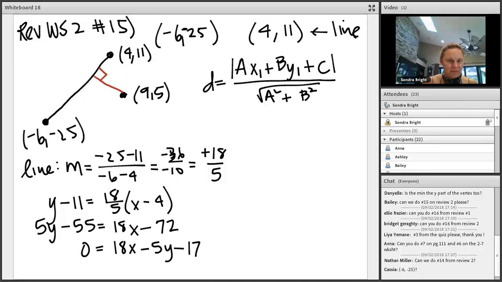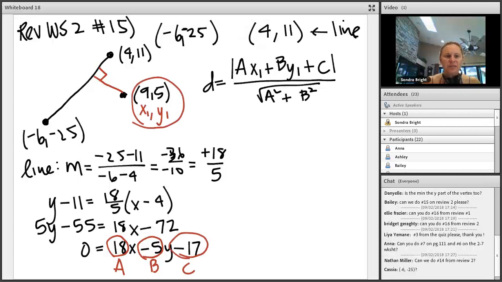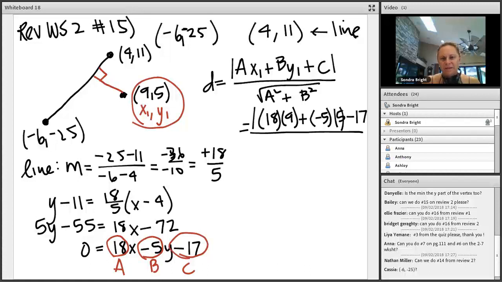Yeah, okay. Nobody's typing anything, so hopefully I didn't make an error there. All right, so that means A is 18, B is negative 5, and C is negative 17. And then the 9, 5 is your x1, y1. They're going to plug in. All right, so we've got the distance is equal to absolute value of 18 times 9 plus negative 5 times 5, and then plus a negative 17, all over the square root of 18 squared plus negative 5 squared.